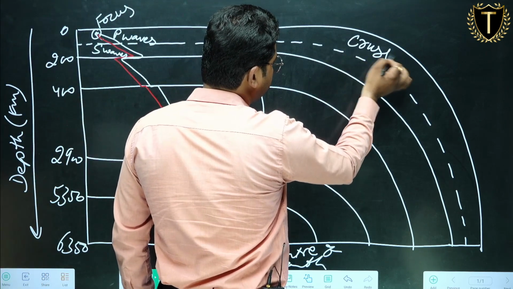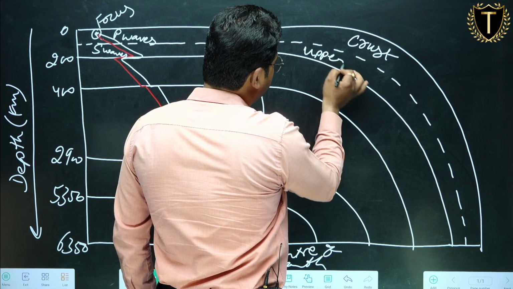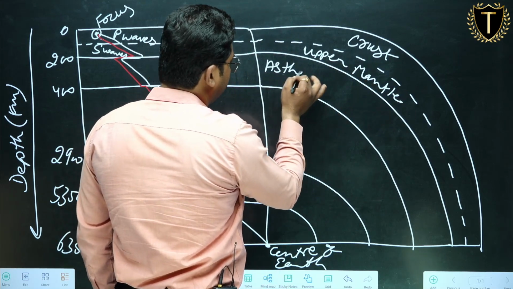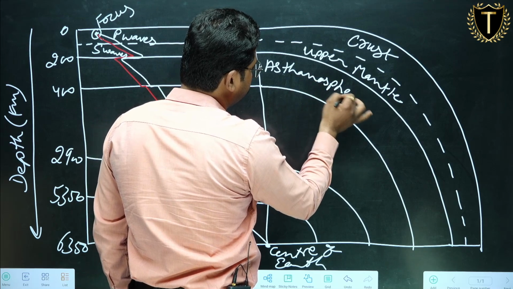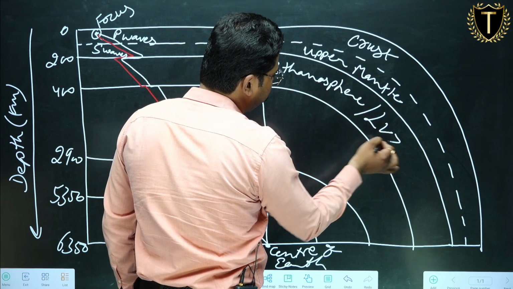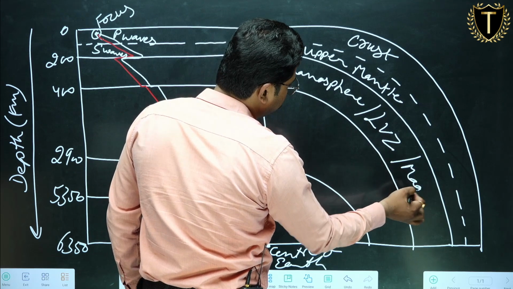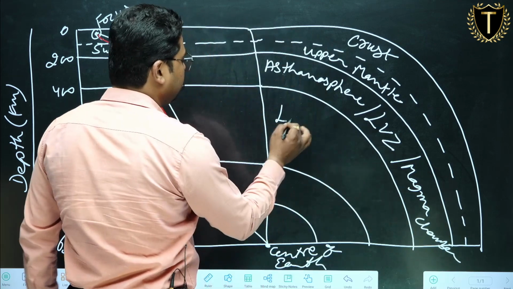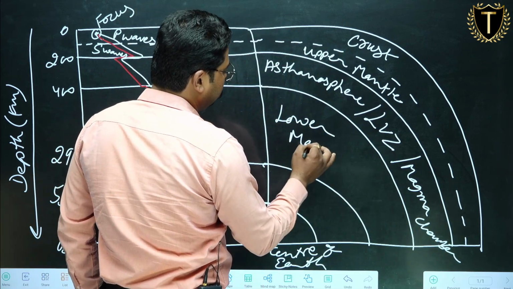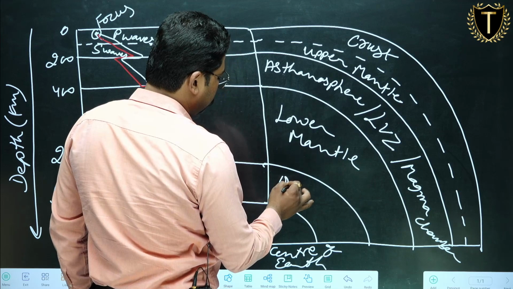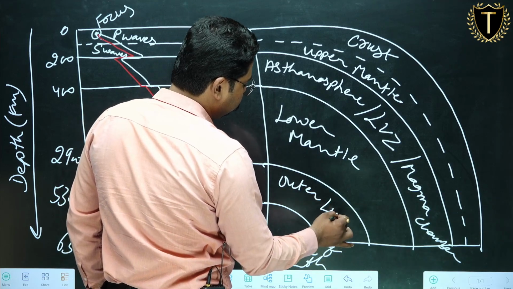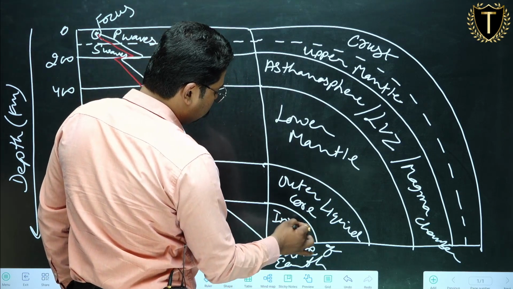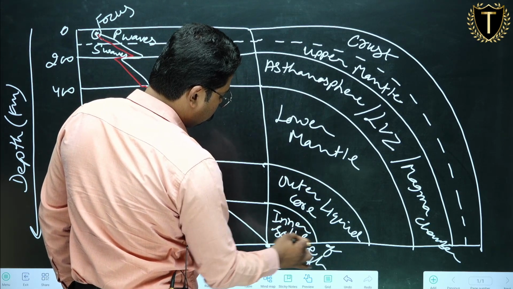Crust, upper mantle, then after asthenosphere, which is also known as low velocity zone or magma chamber, then after lower mantle, outer liquid core and inner solid core.